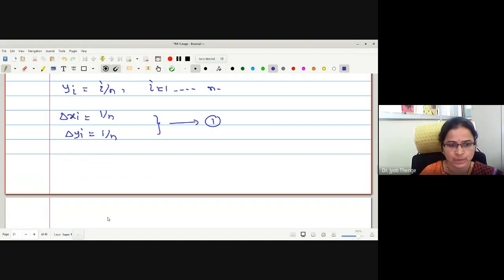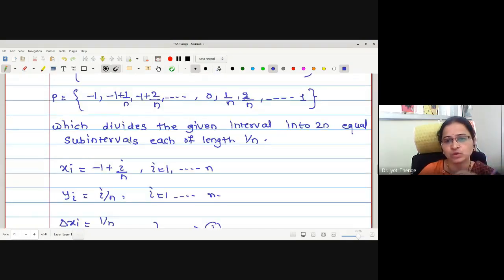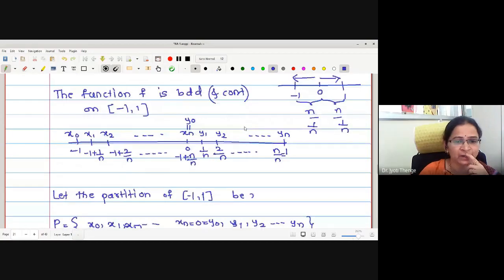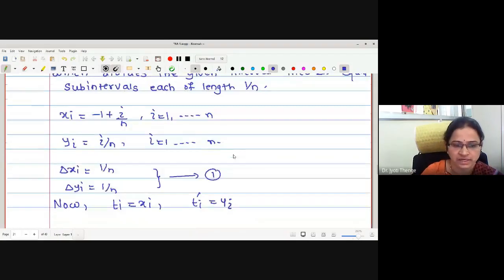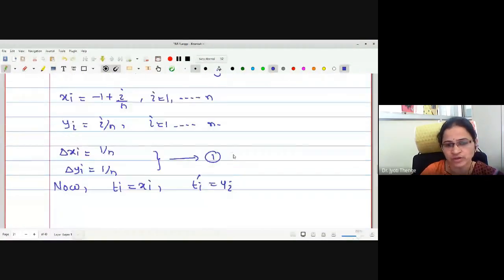Okay. Next point is selection of the points, Ti. As we have made two different partitions of the given interval, one for the positive part and one for the negative part, to the left side we will select the points as Ti, and to the right side let me select the points as Ti dash. Therefore, the point Ti I will select as Xi, and the point Ti dash I will select as Yi, the second endpoint of every interval.